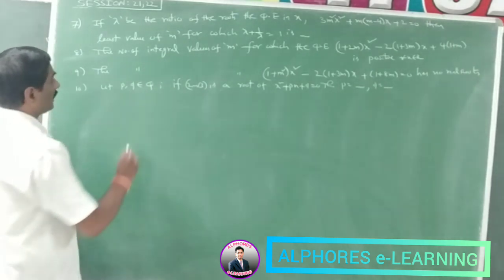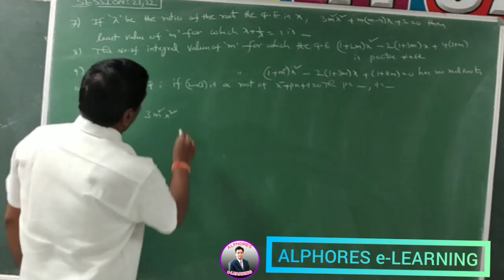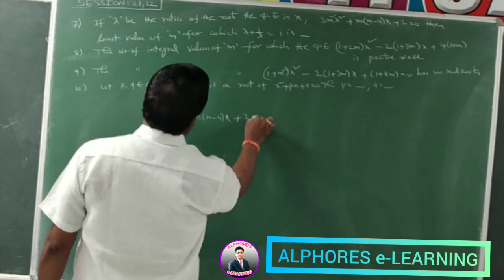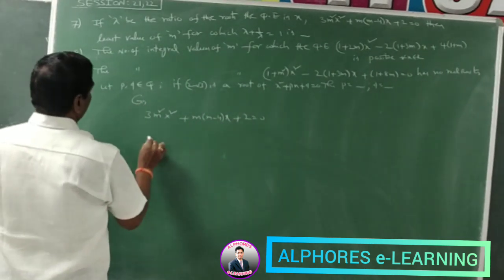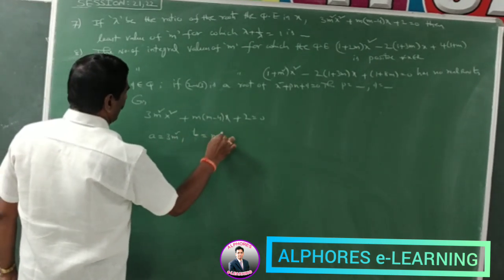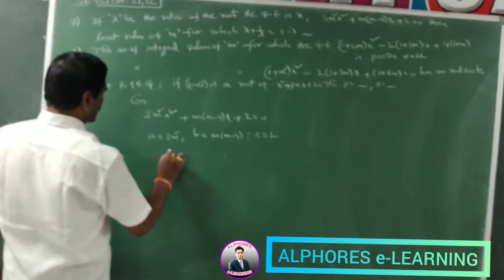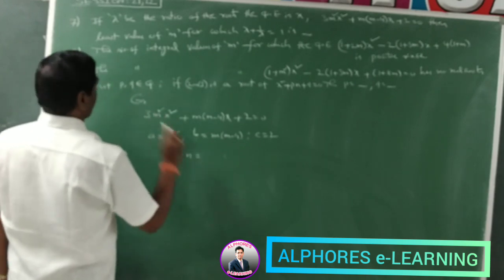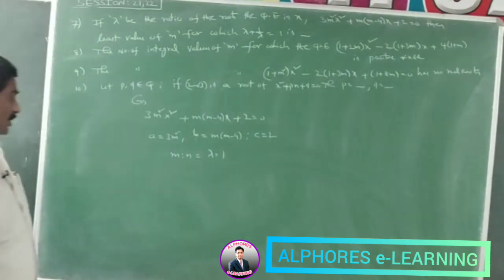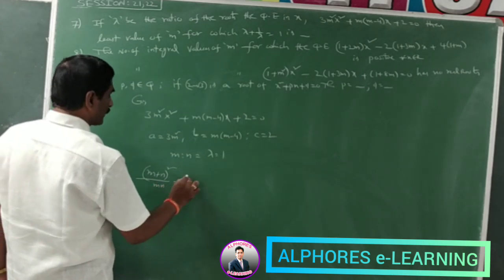Now, the given quadratic equation is 3m square x square plus m of m minus 4 into x plus 2 is equal to 0. Here a is equal to 3m square, b is equal to m of m minus 4, c is equal to 2. And the ratio of the roots m is to n is equal to lambda, that means lambda is to 1. We take m is equal to lambda and n is equal to 1. If the ratio of the roots is given, the condition is (m plus n) whole square by mn is equal to b square by ac.